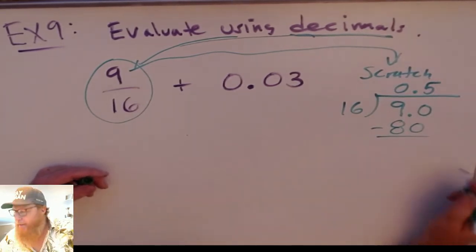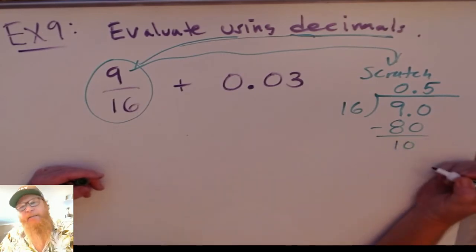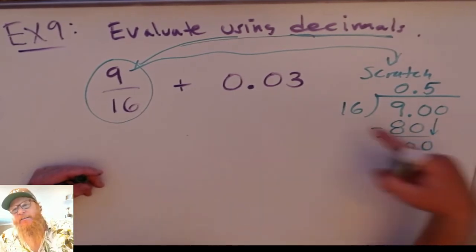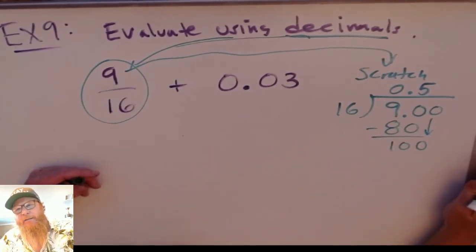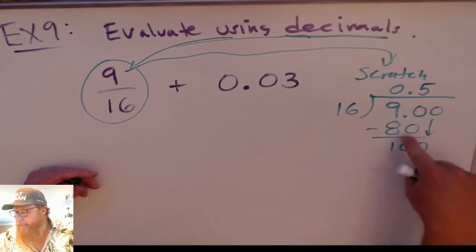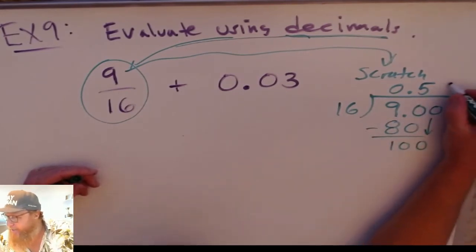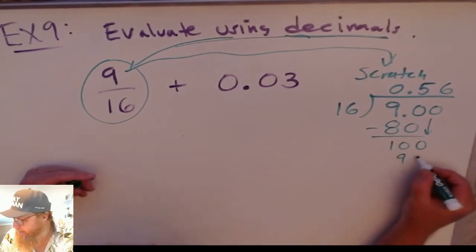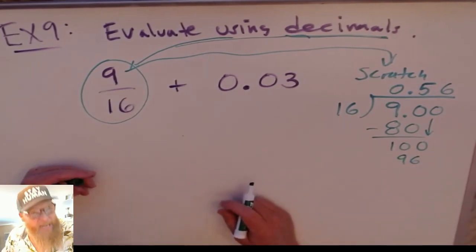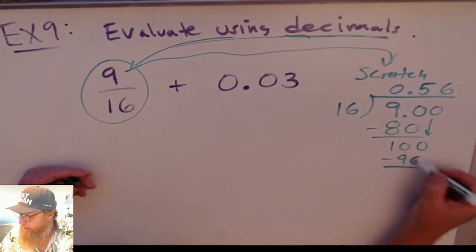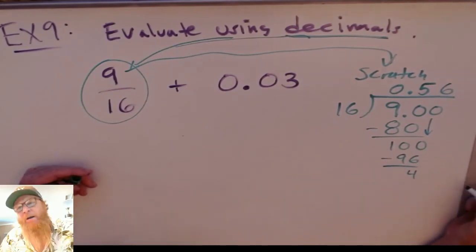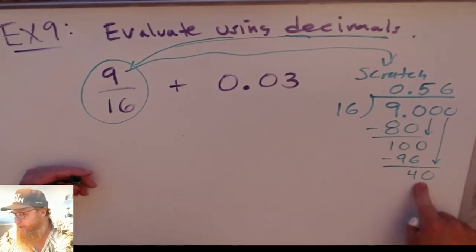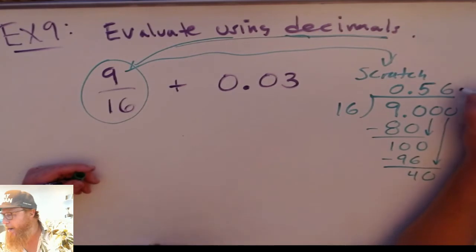All right. 90 minus 80 is 10. Add another 0. Bring it down. 16 goes into 100. Well, look back. 16 went into 90 5 times, so it'll go into 100 6 times. You might have memorized this one. 16 times 6 is 96. 100 minus 96 is 4. Bring down another 0. 16 goes into 40 twice.